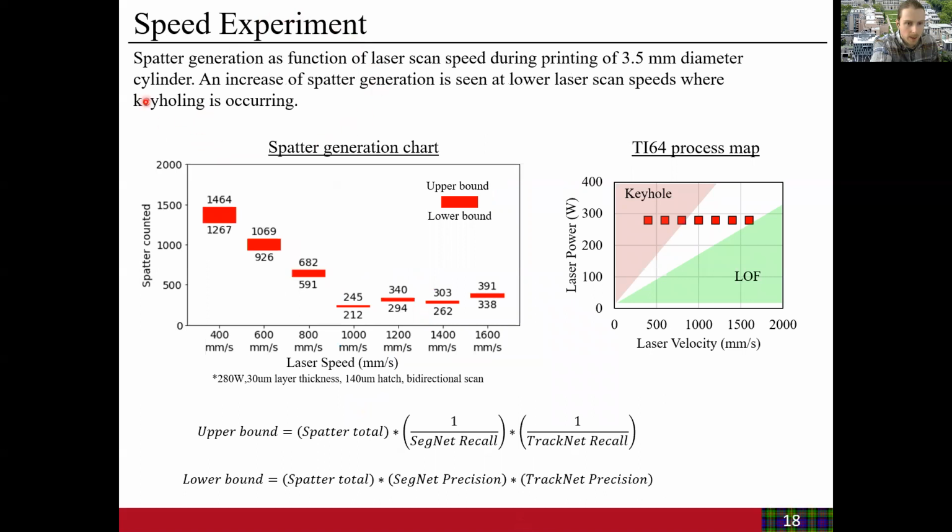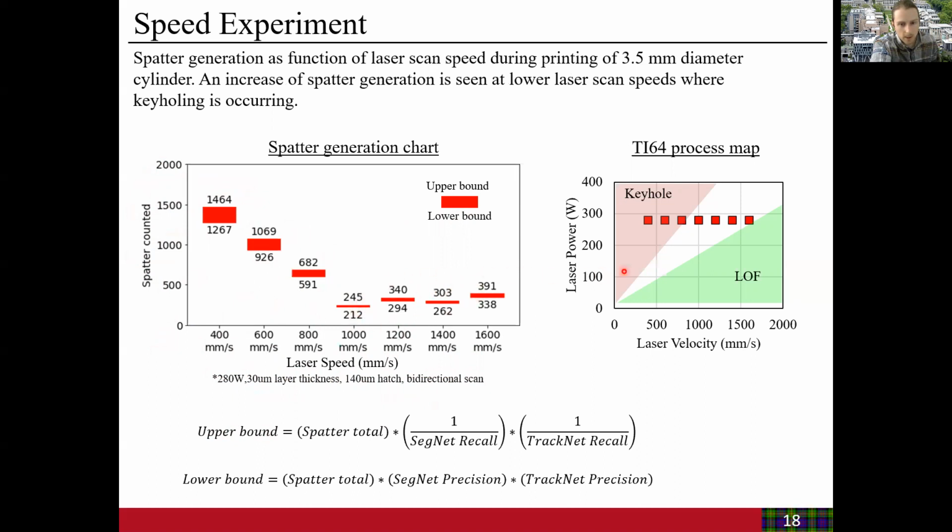Next, we're looking at our speed experiments. On the x-axis, we're varying the laser speed. We have our constant process variables on the bottom there, marked with asterisks. We're showing the upper and lower bounds for each experiment, with spatter counted on the y-axis. We're seeing a large number of spatter generated relative to the higher velocities here.